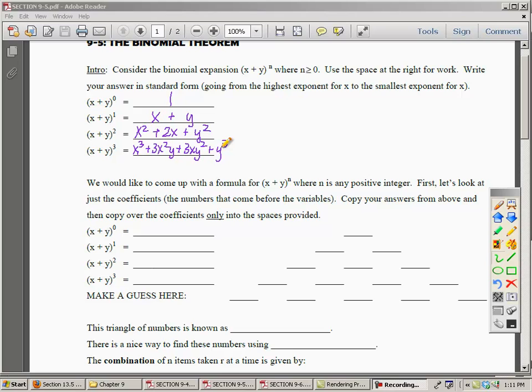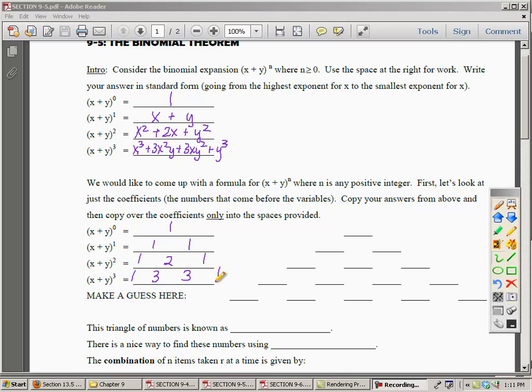Now, we want to look at just coefficients. When we did it to the 0 power, all we got was a 1. When we did it to the first power, our coefficients were a 1 and a 1. When we did it to the second power, our coefficients were 1, and then 2, and then 1. And our third power was 1, 3, 3, 1. And my guess is you're starting to remember a bit about binomials.